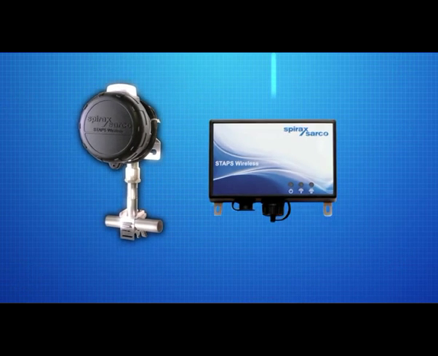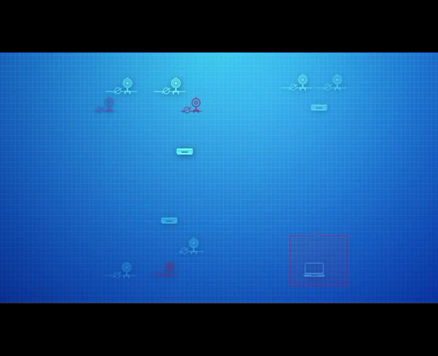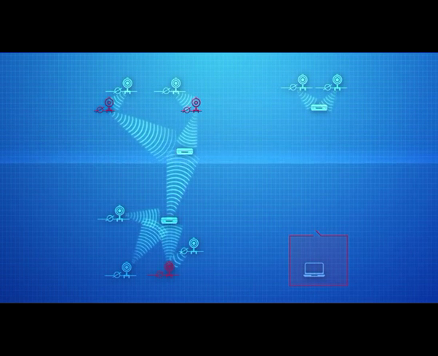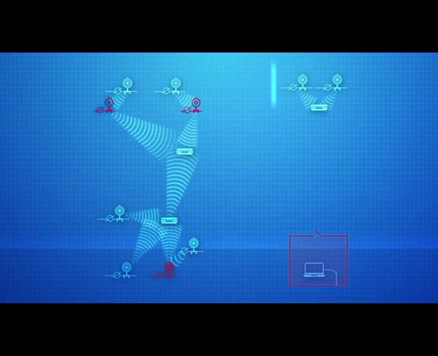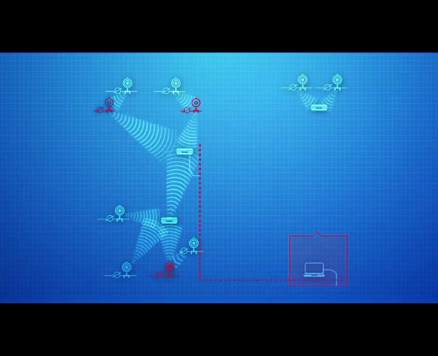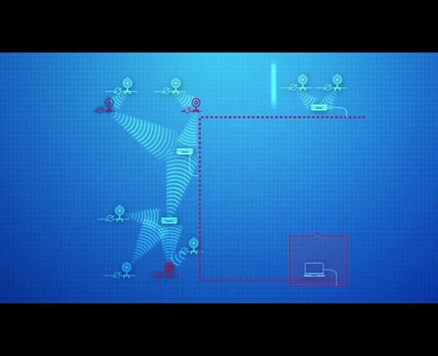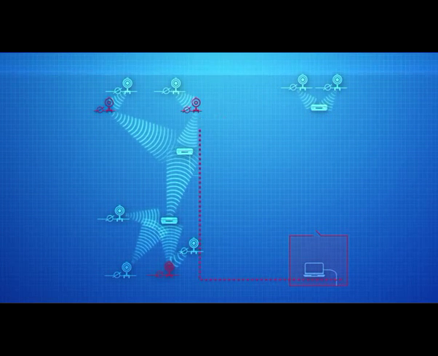STAPS Wireless allows you to easily monitor each steam trap and identify immediately when and where problems arise. STAPS Wireless has flexible installation options. It can be integrated into your existing local area network, or it can be installed quickly and easily using a wireless network.